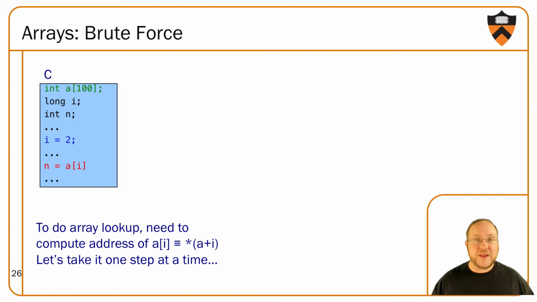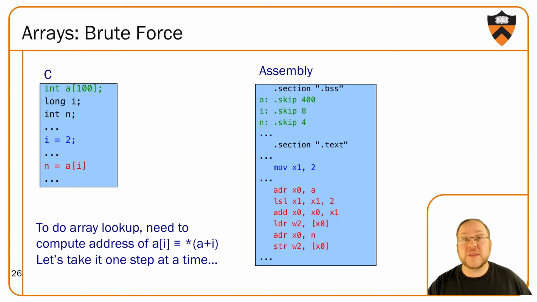But if it does, let's look at the BSS section. The array has no initial values, so it's in BSS. It's 100 ints, so that's 400 bytes. I is a long, so that's 8 bytes. And n is an int, so that's another 4 bytes. Now let's go to the array processing code in the text section.